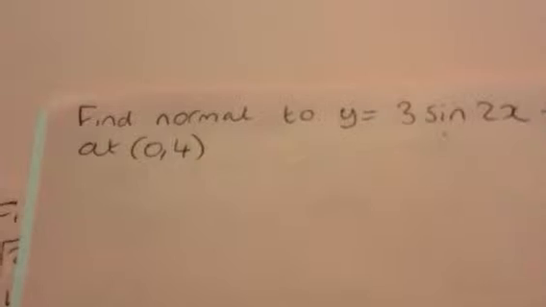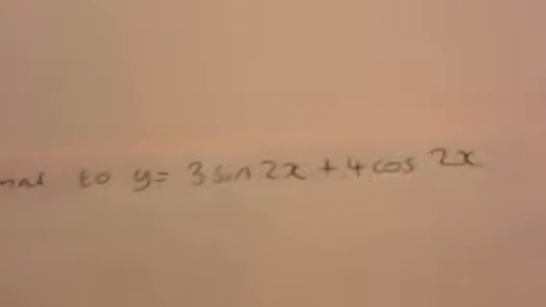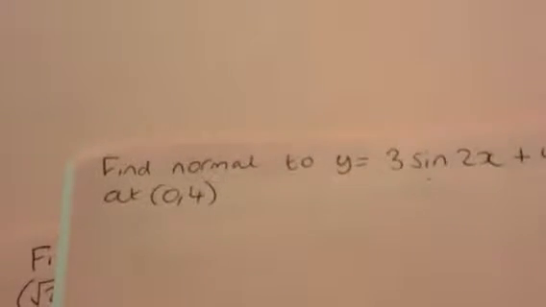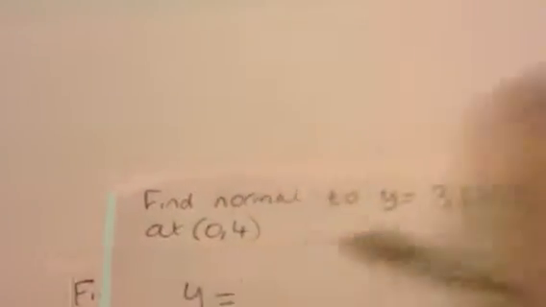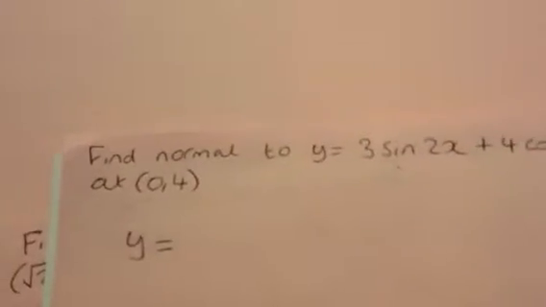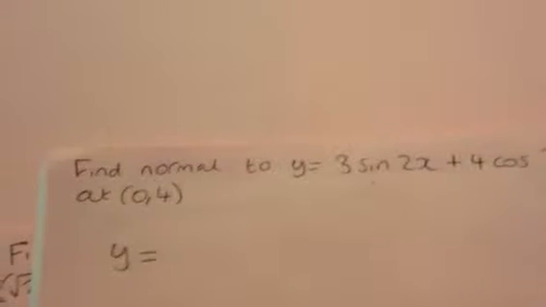Find the normal to y equals 3 sine 2x plus 4 cos 2x at (0, 4). Now this is like a notoriously badly done question for some reason, and I don't really understand why, because I can do it easily. Bit of smugness there from me.